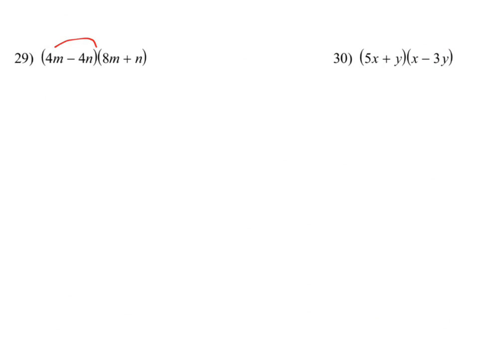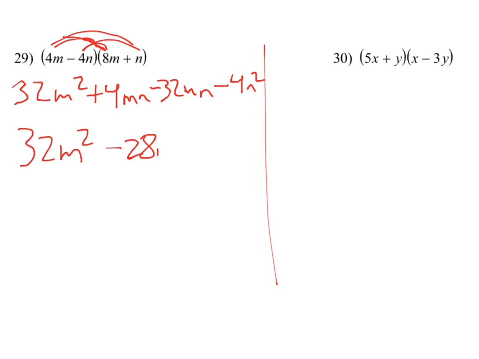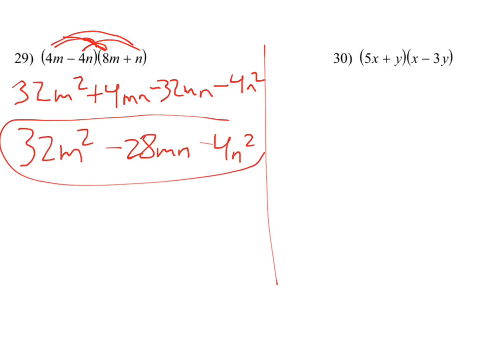And then our last two, 4m times both of those, you'll get 32m squared and it's looking like just 4mn. And then negative 4 times both of those will give you negative 32mn. And then negative 4n squared. Combine like terms in the middle. You get 32m squared and negative 28mn. And then subtract 4n squared on the end. That one's good to go.